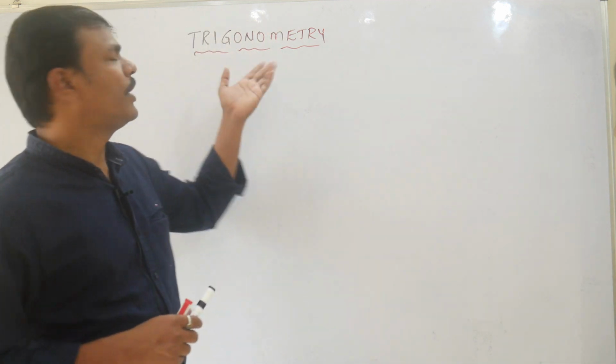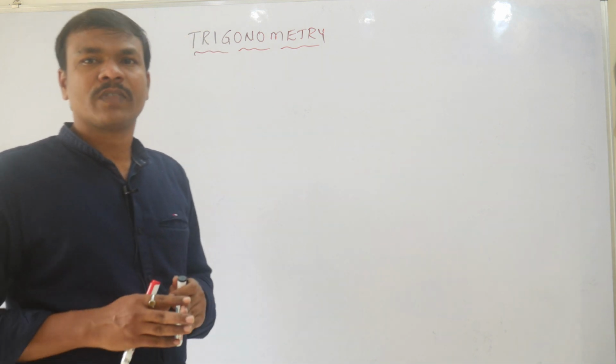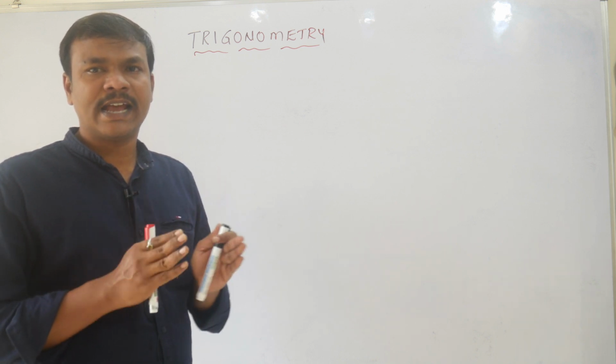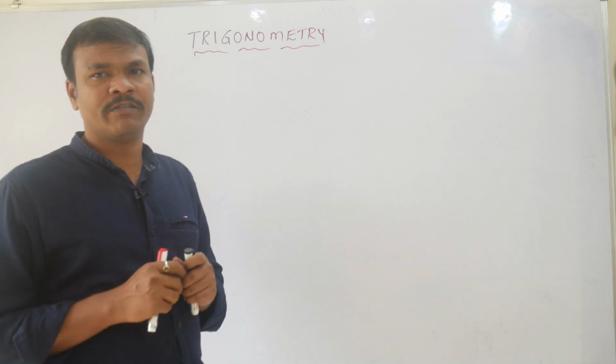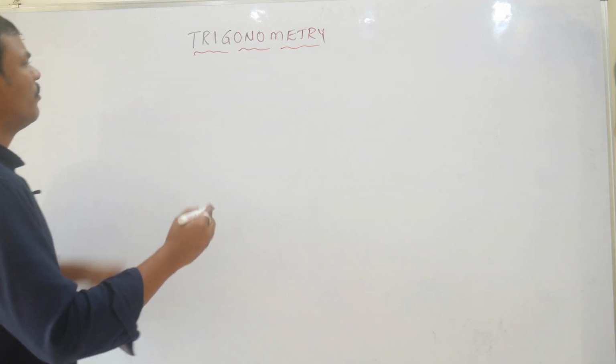Let's discuss trigonometry. In this session, we will discuss the trigonometric ratios of sine, cos, and tan values of 0 degrees, 30 degrees, 45 degrees, 60 and 90 degrees. How can we find those values? So let's see.